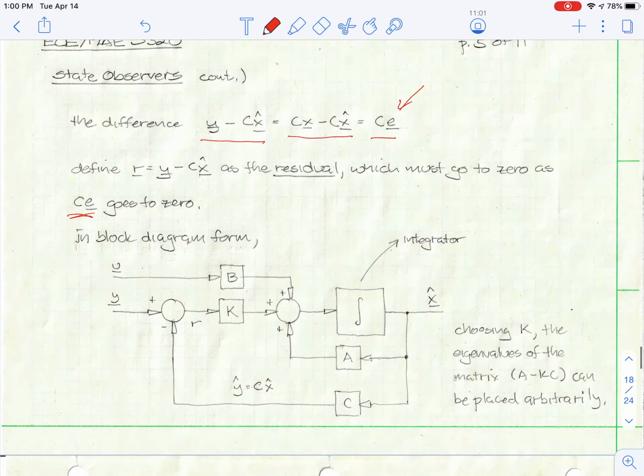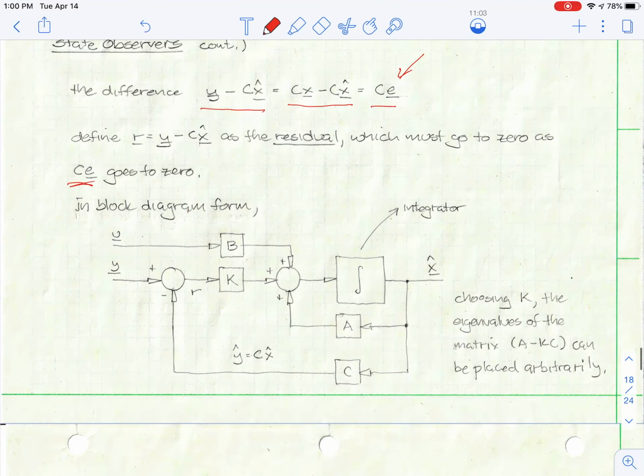Okay, so I look at this, and in block diagram form, this would be my diagram. I'm going to draw this in a little different way in a little while, but I've got y right here. This is measurements. And I've got the actual measurements, so I'll put actual here. I've got the estimated measurements.